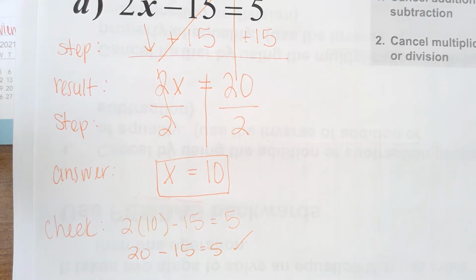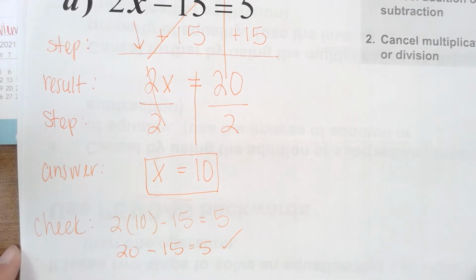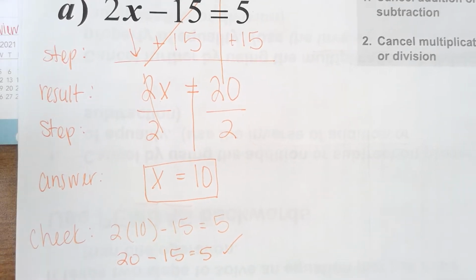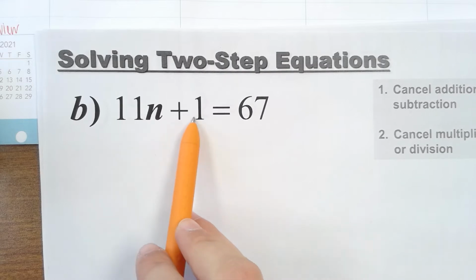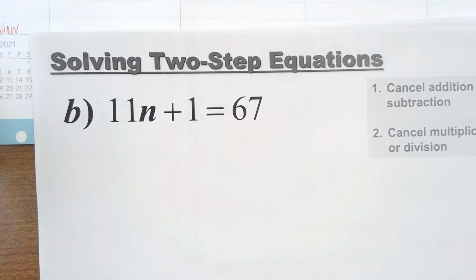Alright, so you guys know that you can pause this video at any time, okay? But I'm just going to go ahead and move on to the next question. So the next one, we have 11n plus 1 equals 67, okay?